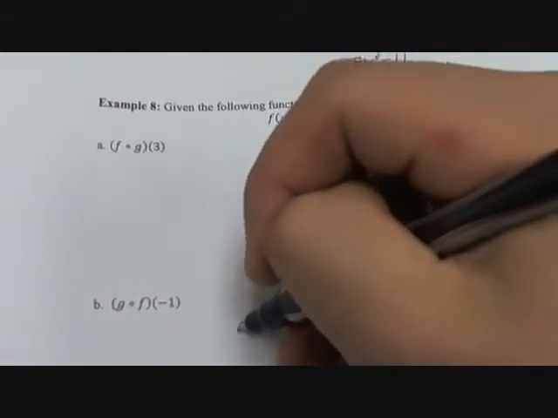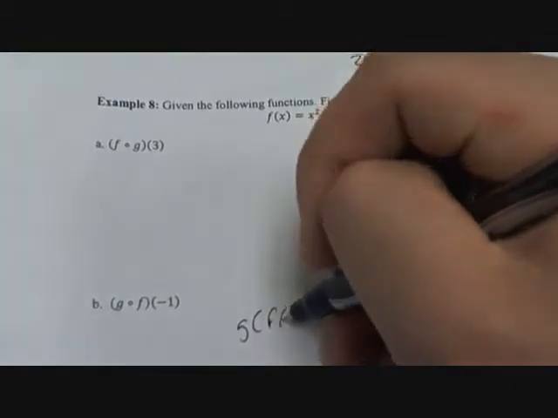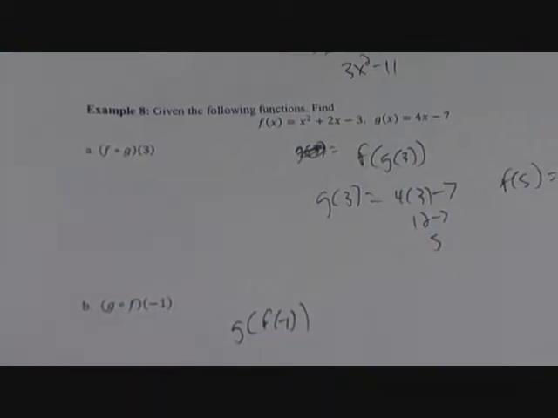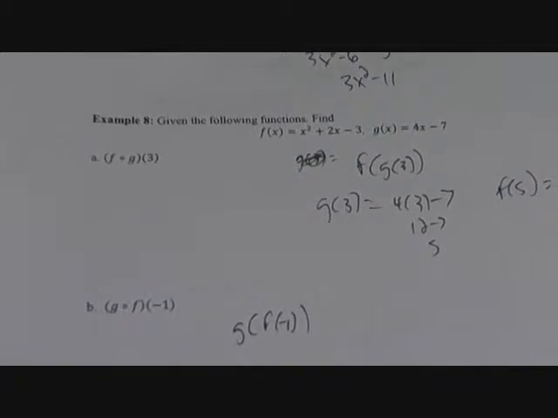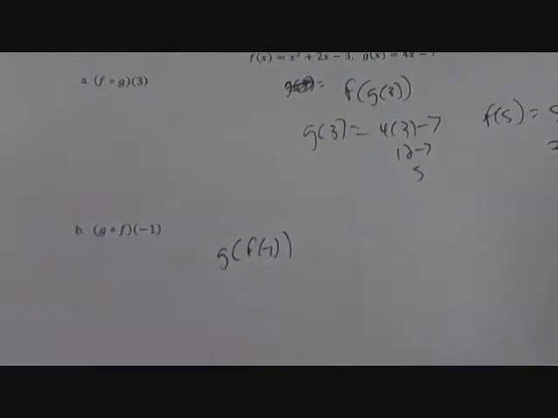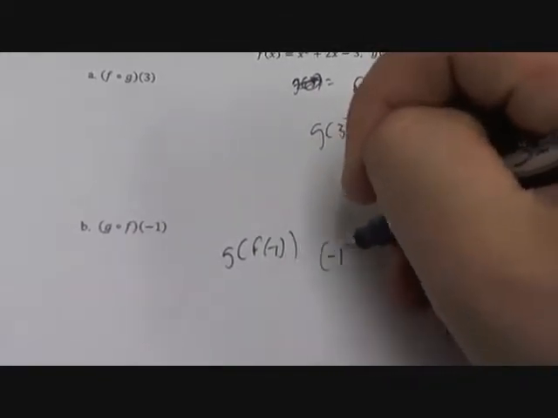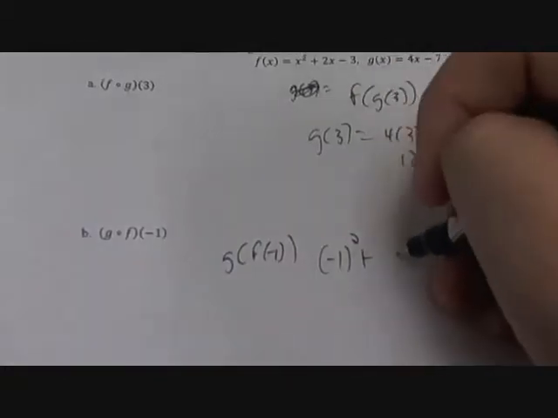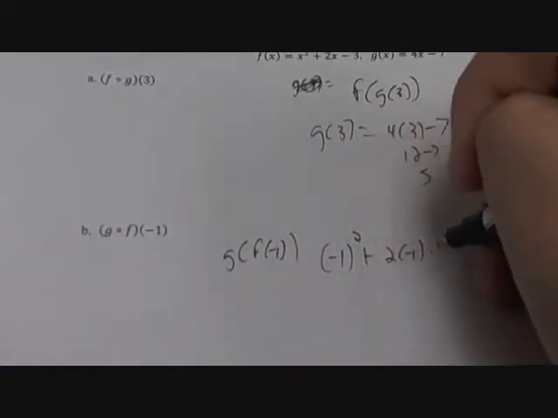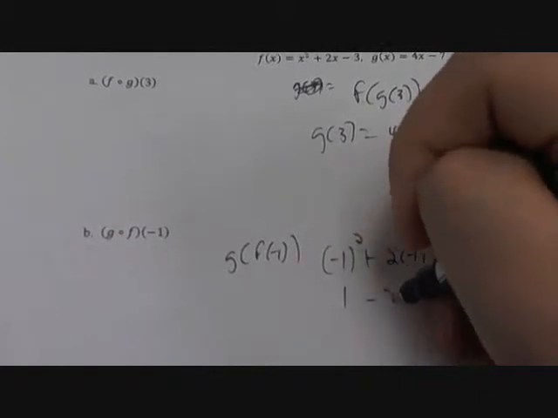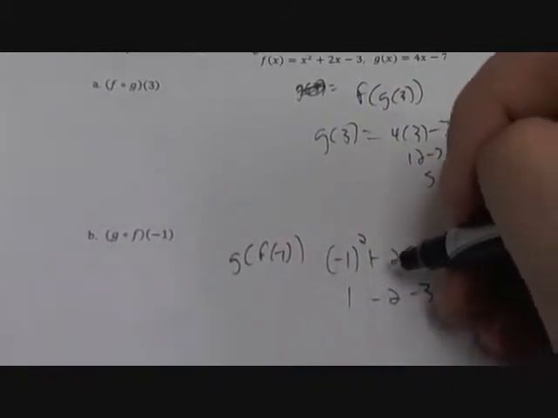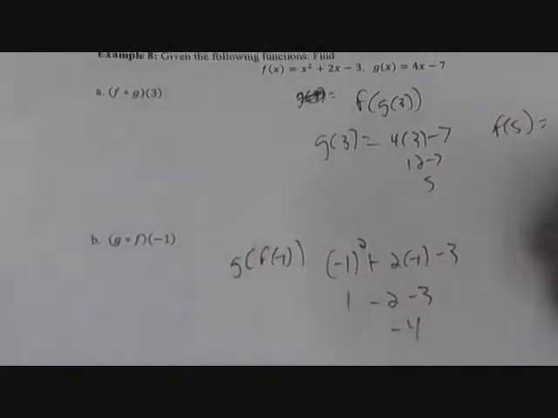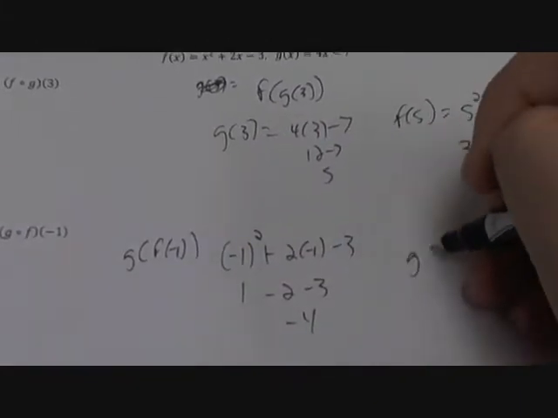Next, g of f of negative 1. Again, we find f of negative 1. Plug in negative 1 for your f, and whatever you get there, plug it in for your g. Negative 1 squared plus 2 times negative 1 minus 3. That's 1 minus 2 minus 3. 1 minus 2 is negative 1, minus 3 is negative 4. So we plug in negative 4 now: g of negative 4.